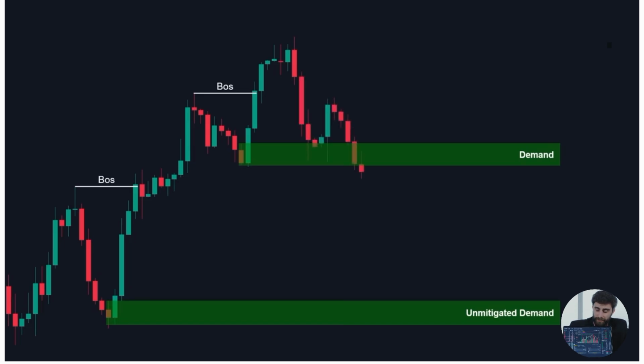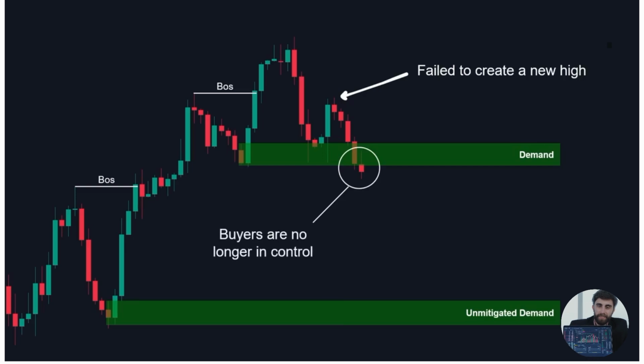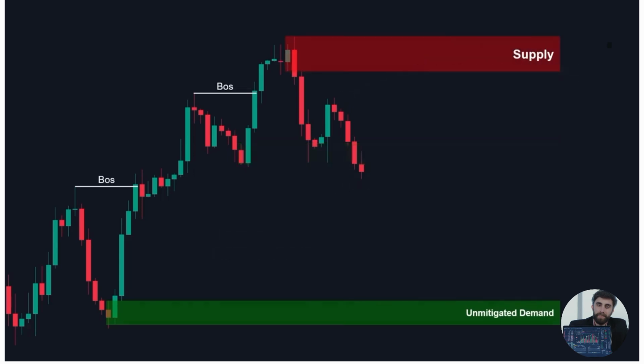Now we can see that the market has tested the demand level and failed to create a new higher high due to a lack of buyers' strength. After breaking below the low point, we can conclude that the buyers are no longer in control, and we might witness a reversal. If we consider this point as the start of the impulsive move that caused the market structure shift, here would be our supply area.